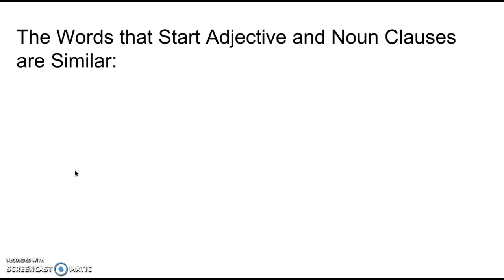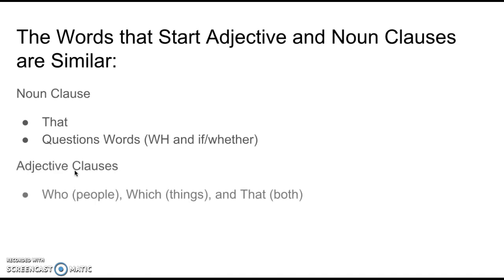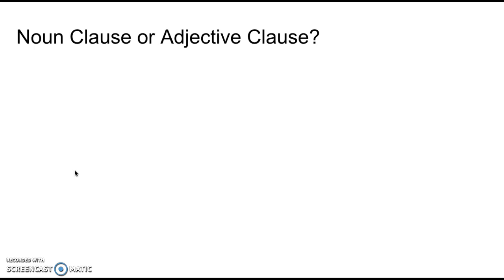The words that start adjective clauses and noun clauses are similar. Noun clauses begin with that, or question words. That can be WH question words, like what, where, when, and yes/no question words, like if and whether. Adjective clauses start with who, which, and that. Those are the three common ways to start an adjective clause. But you'll also learn in other classes that there are other ways to start adjective clauses, for example, with where and whose. Because noun clauses and adjective clauses start with similar words, those two are the easiest to confuse.